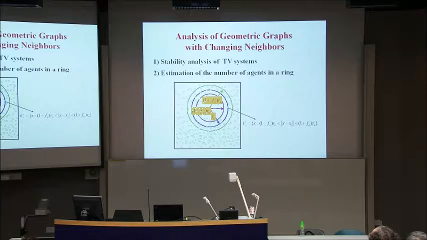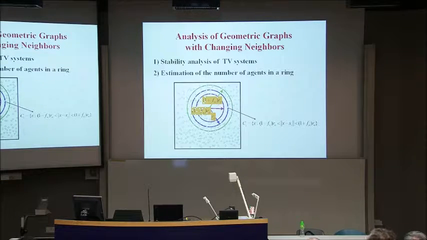It's too technical, so I will skip this and just mention a few points. I will certainly not go into the details of the derivation. That's boring. The analysis of a geometric graph with changing neighbors is essentially a stability analysis of a time-varying system. So we need to estimate the number of agents in a ring. This is a technique used in our analysis. You have three rings analyzed: how many agents will go into this one, and how many agents will go outside of this one in the process of the dynamical change.